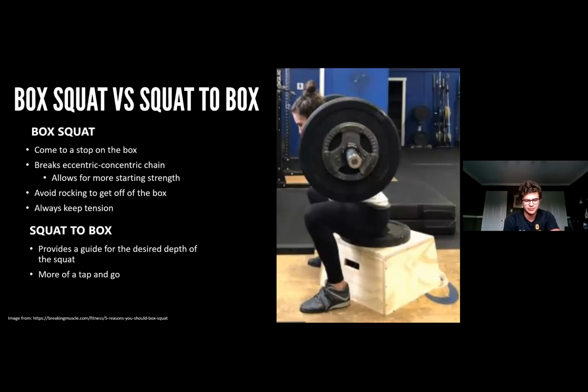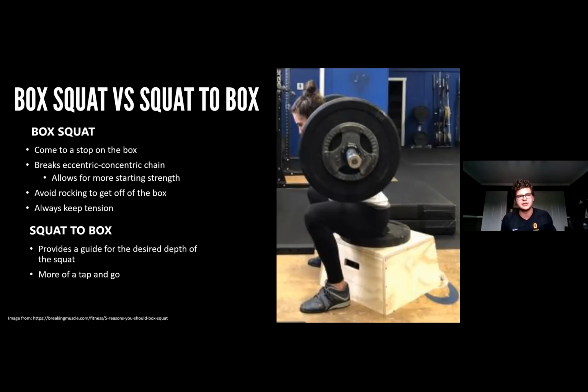A box squat, we will squat down until we reach the box and come to a stop. What this does is it breaks that concentric and eccentric chain and separates the two movements and allows us to work on that starting strength. This could be valuable for someone like an offensive lineman who's coming out of that starting position, trying to be as forceful as possible.